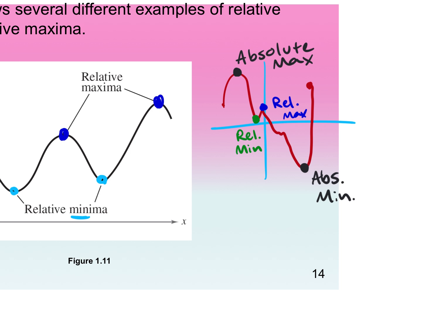So you could have more than one relative max or relative min in your graph, but you're only going to have one absolute max or absolute min, which is just going to be the highest point or the lowest point.